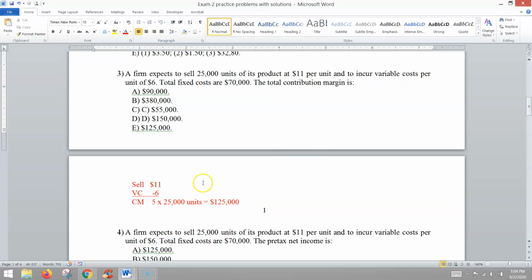So we can do this by multiplying them out, or we can do it as I did here on a per unit basis times the number of units. So we're going to sell them for 11, and we're going to subtract the variable cost of 6. So we get a contribution margin of $5 per unit. This is the amount that contributes to covering your fixed overhead. We're going to multiply that times the number of units of 25,000 units, and we get a total contribution margin of $125,000.